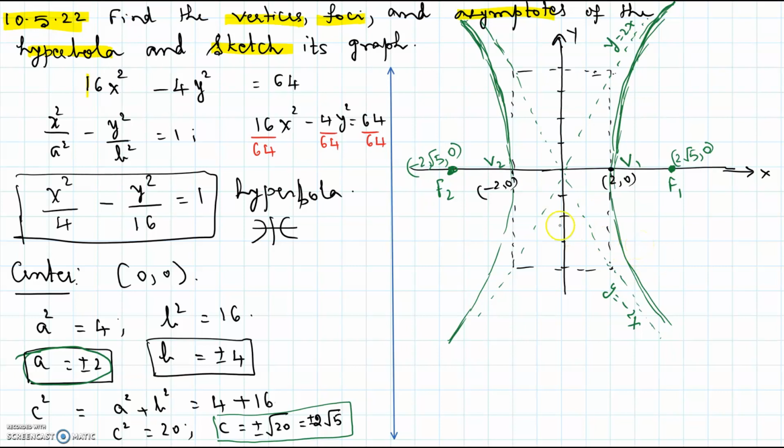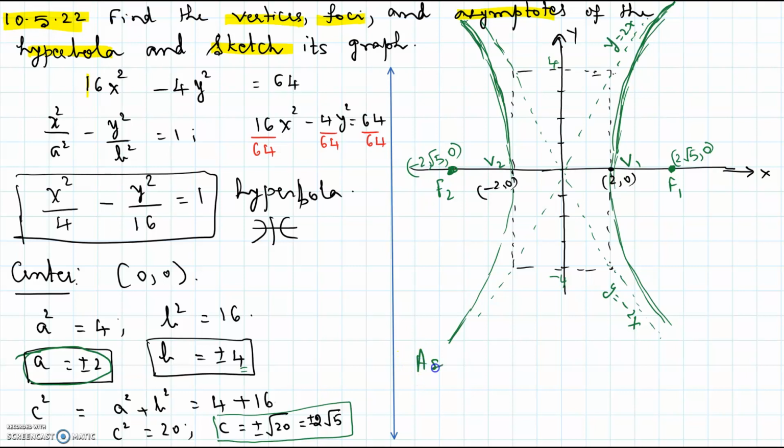But when you graph, you also have to take into account the value b, which is 4 and negative 4. Then you construct the rectangle with the points 2 comma 0, negative 2 comma 0, and complete that rectangle passing through 4 comma 0, negative 4 comma 0, 0 comma 4, and 0 comma negative 4. By completing that rectangle, you then join the diagonals as dotted lines, and the diagonals of the rectangle are the asymptotes.